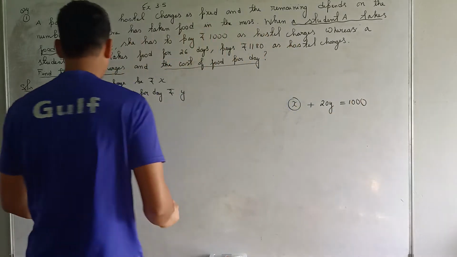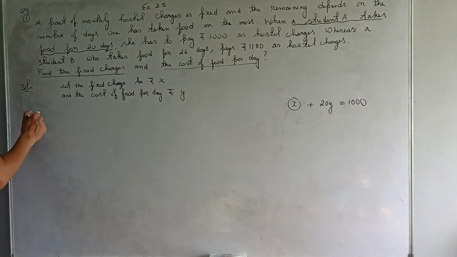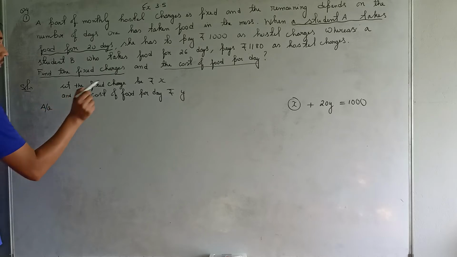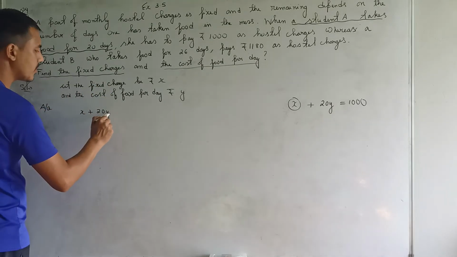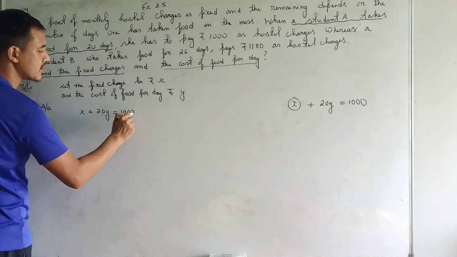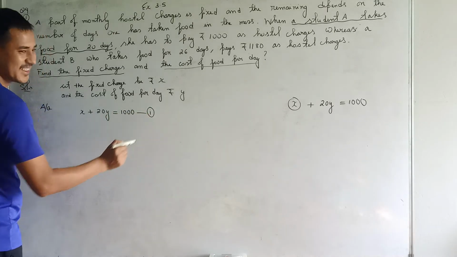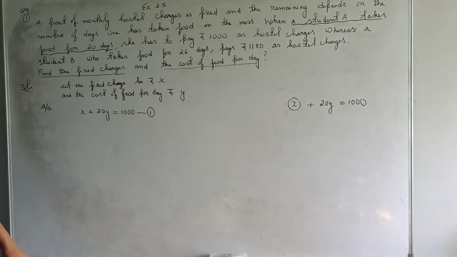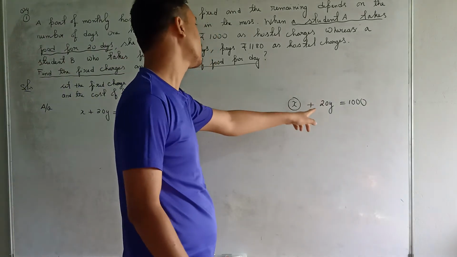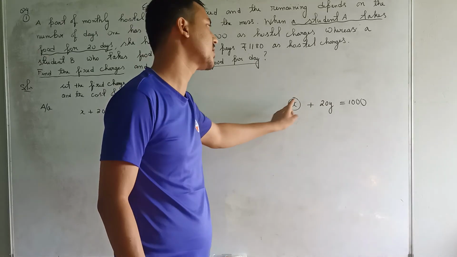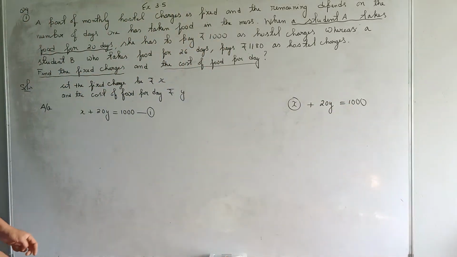Are you following that? So according to the question, x plus 20y is equal to 1000. Is it okay now? A student takes food for 20 days. She has to pay 20y along with the fixed charge. It's given to be 1000 now.